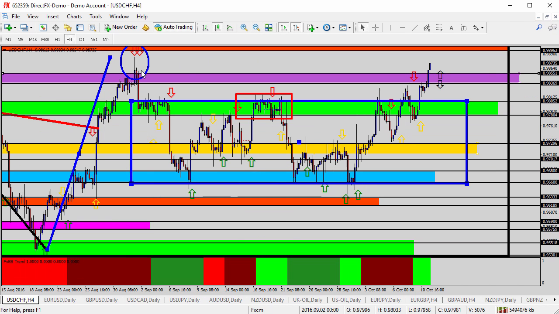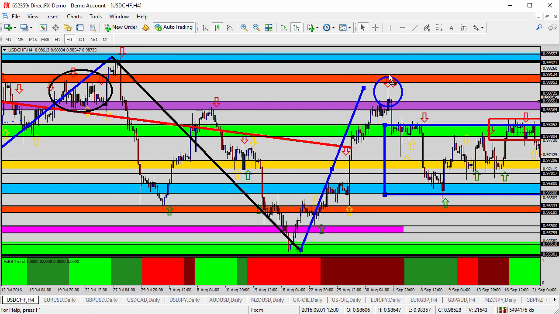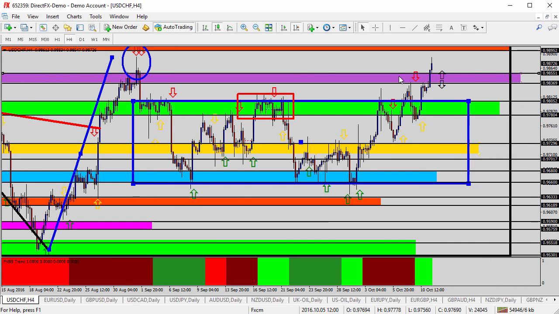Again, look at the blue circle, false breakout. We zoom it back in time. Again to the black circle. Look at the two in comparison on the same chart. The difference between the two. So again, that's what we have going on today.